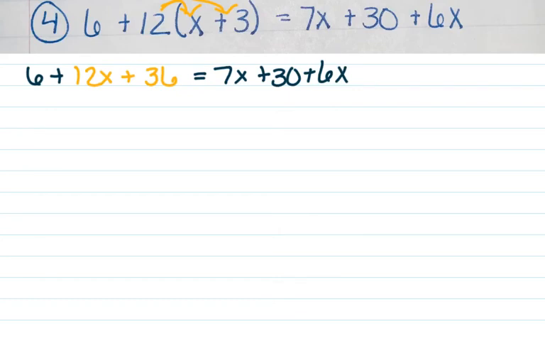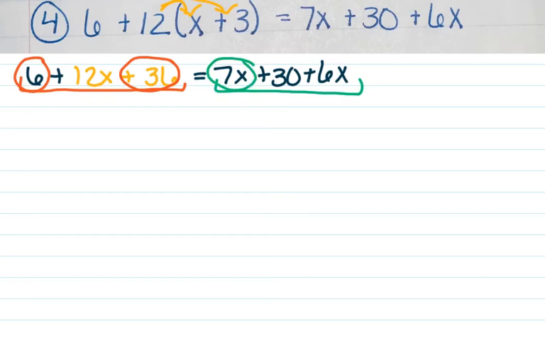Notice I didn't do anything with anything else. So now I'm looking for like terms. So I'm looking on the left here. I do have like terms. 6 and 36 are like terms. And if I look on the right, I also have like terms 7x and 6x. So I need to put those together. So I have 12x, and then 6 plus 36 is 42. So I'm going to get 42. On the other side, 7x plus 6x is going to be 13x plus 30.